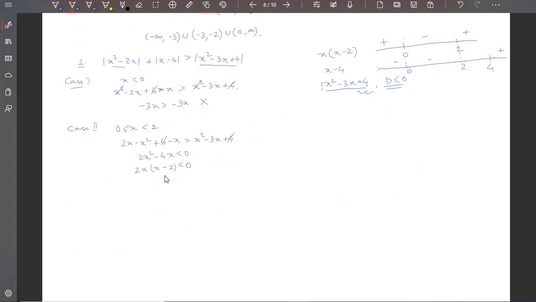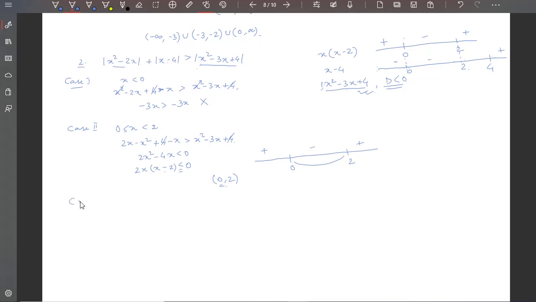This is the solution for the second case. Now, this is the sign scheme, 0, 2, positive, negative, positive. So we need this interval because it is less than 0. So in this case, we will have the solution from 0 to 2. Because it is a strict inequality, 0 has not to be taken.